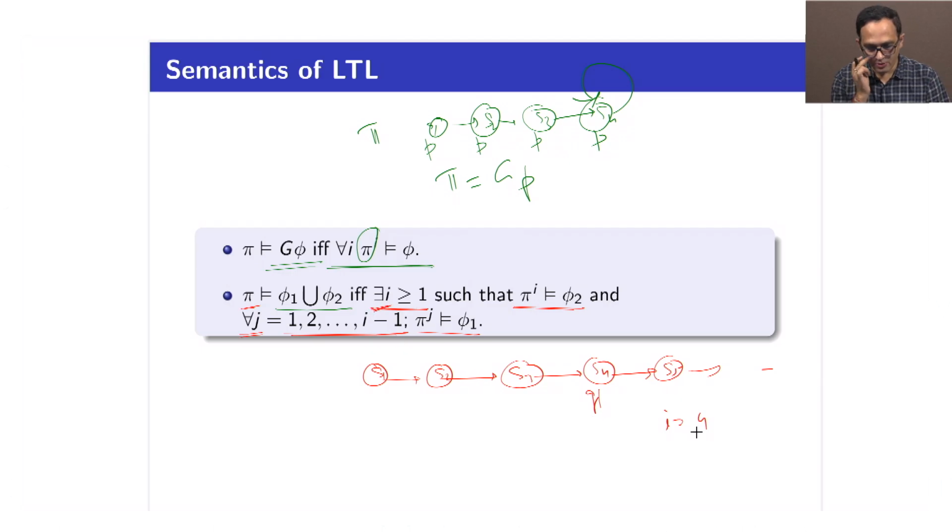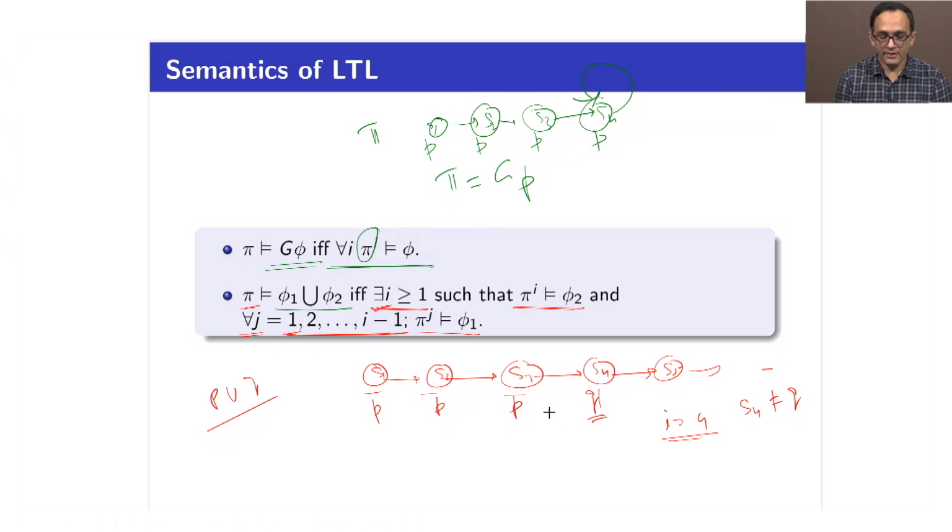So, let us say this is S4, and in that state Q holds. That means S4 satisfies Q. Then all states starting from the first state till this state, that means S1, S2 and S3, in these states P must hold, because I am checking P until Q. So, S4 satisfies Q, then all the previous states P holds. All the states till the state where Q holds, P must hold.